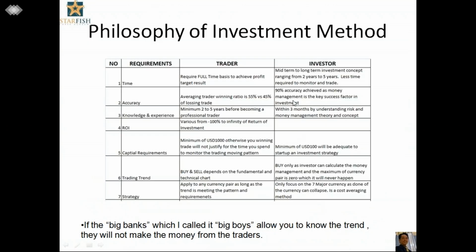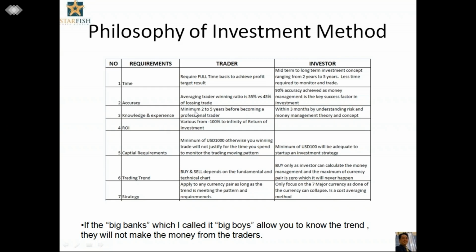This is a comparison between a trader and an investor. Most of the time, the trader requires full-time work because they monitor the chart and the fundamentals. For me, as an investor, I focus on 2 to 5 years, and sometimes I close a transaction within 1 to 2 days. In terms of accuracy, according to statistics, the average trader's winning ratio is 55% versus 45% losing trades. However, for an investor and investment strategy, 90% accuracy is achieved, because money management is the key success factor in an investment.